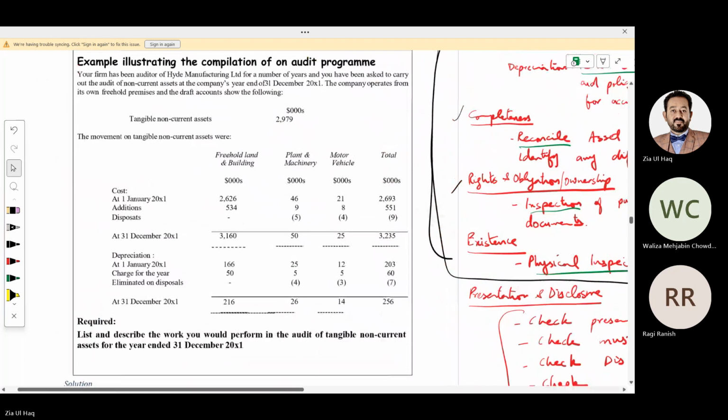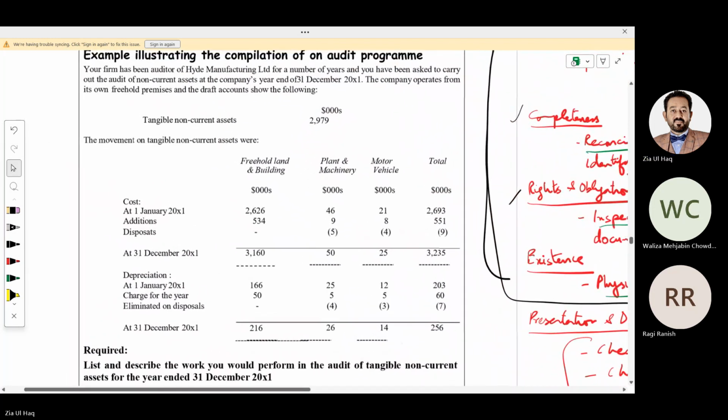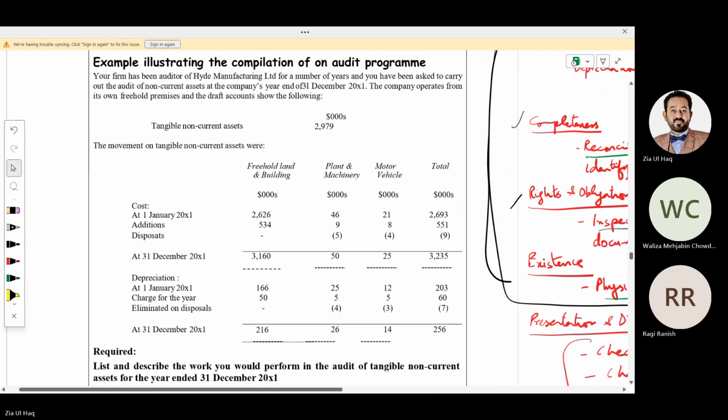Suppose we are having this question. Your firm has been auditor of Hyde Manufacturing Limited for a number of years. Meaning in the previous year you were the auditor. And you have been asked to carry out the audit of non-current assets at the year end 31st December 2021. The company operates from its own freehold premises and the draft accounts show the following.